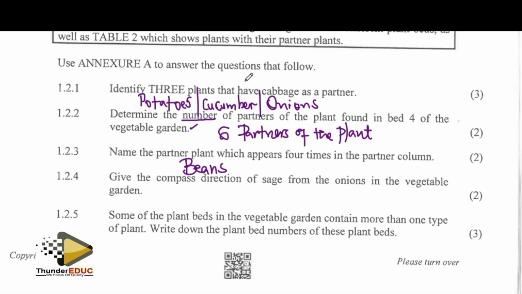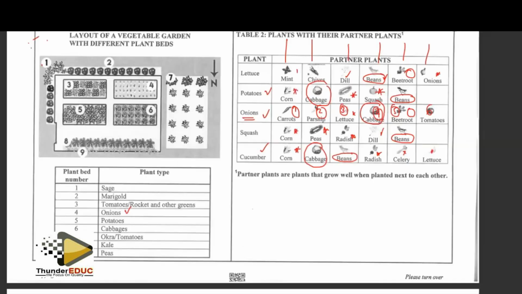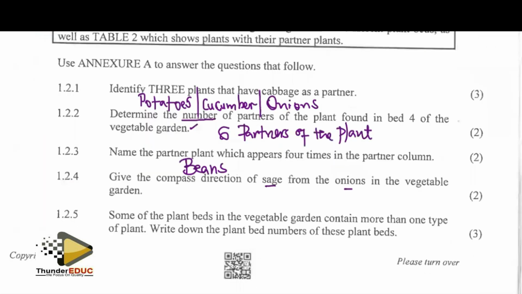Give the general direction of search from onions in the vegetable garden. It's search from onions. We shall check the search. Garden 1 from garden 4. So meaning you're here and you're heading this other side. But take note, look at the compass direction. It says that this other side is the north. So this is your north. If this is north, this is west, this is south, and this is east. So your answer there has to be east.